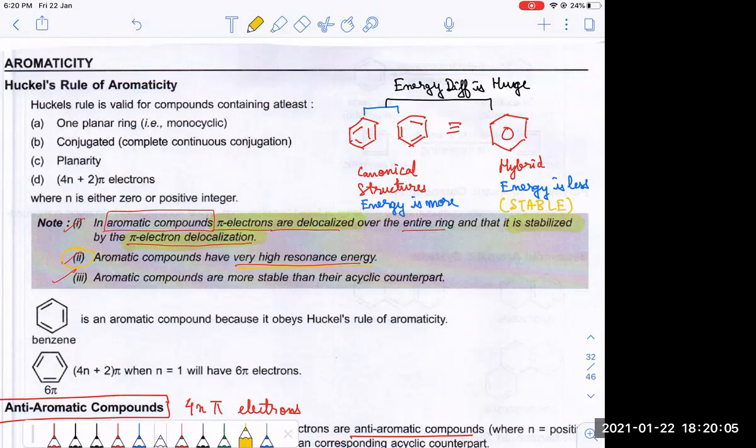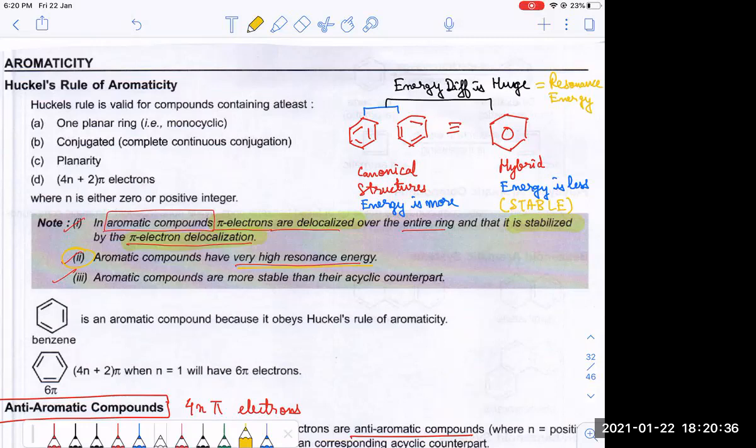And that's why I say the energy difference is huge between these two. And that energy difference is known as resonance energy. This is known as resonance energy. Okay. So if you want to write it, please write it down. Then we'll move to some other concepts here.